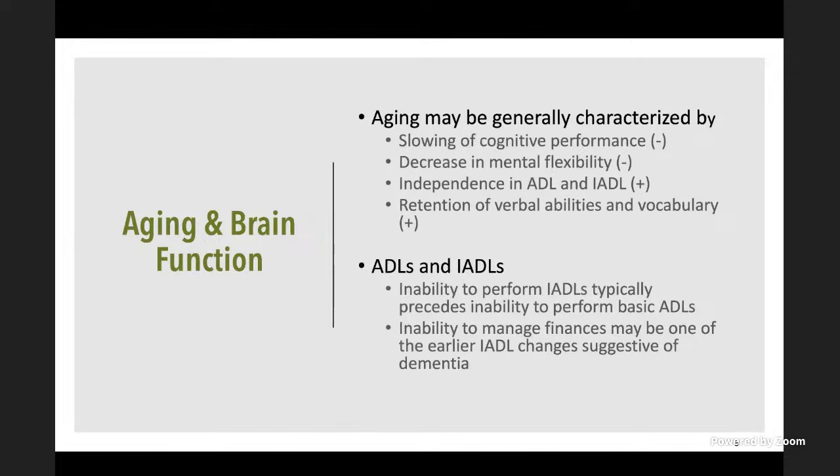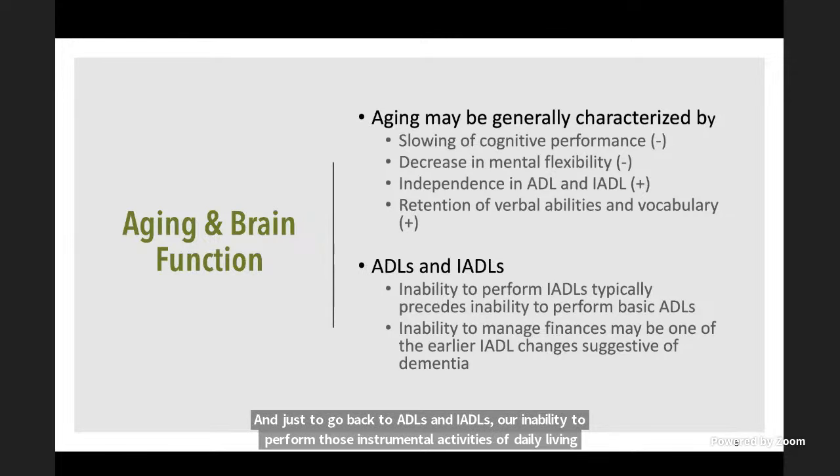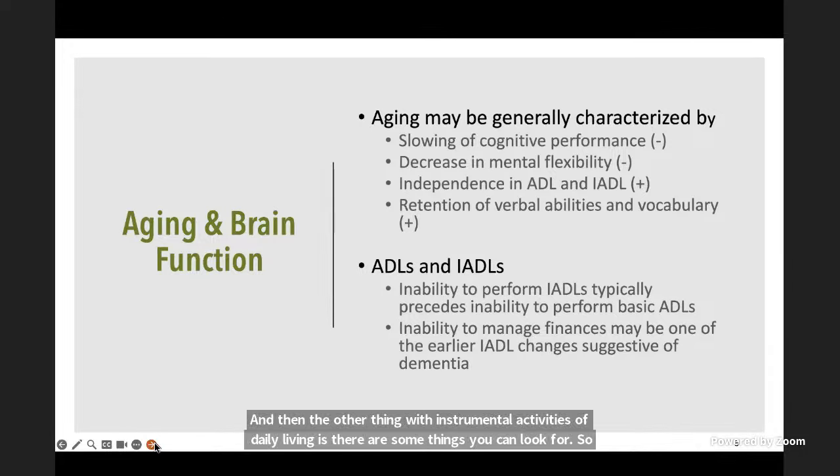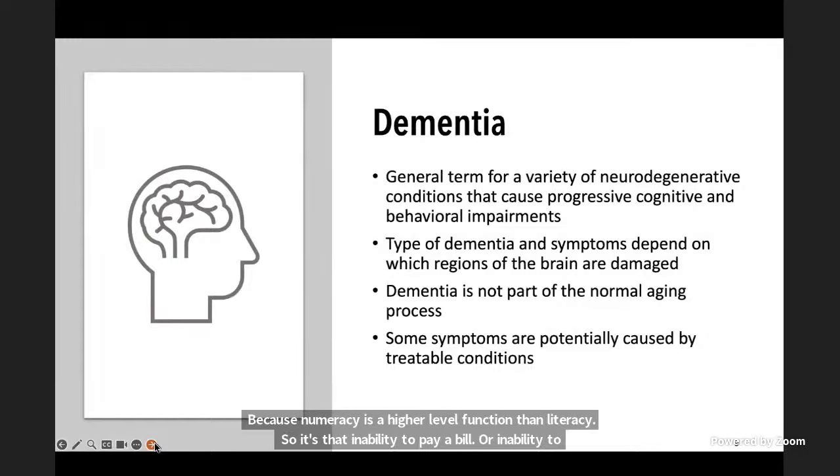And then the other thing with instrumental activities of daily living is there are some things you can look for. Generally, when a caregiver or an individual starts to notice a change in their memory, it's with numeracy, because numeracy is a higher level function than literacy. So, it's that inability to pay a bill or balance a checkbook or understand a bank statement or something like that that may be one of the first signs that we start to notice when someone is starting to experience some kind of cognitive impairment. And of course, the cognitive impairment that everybody is generally concerned about.